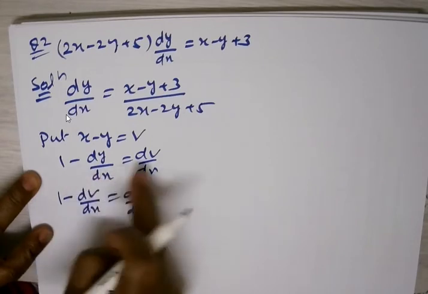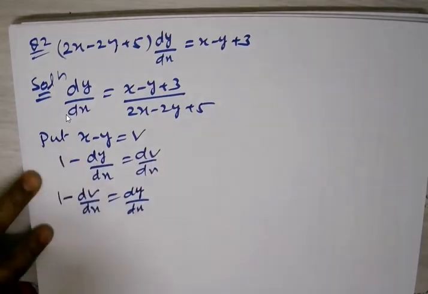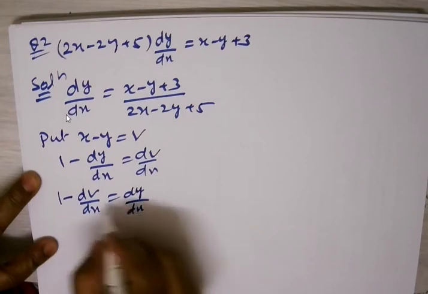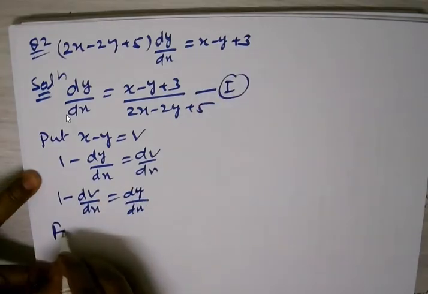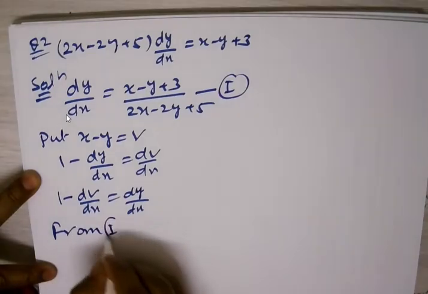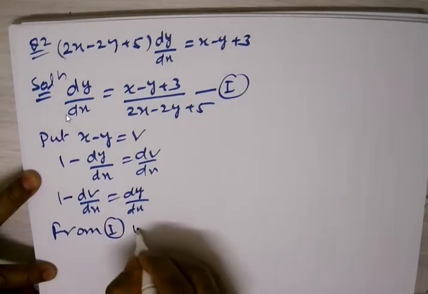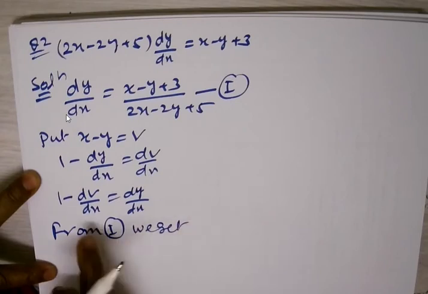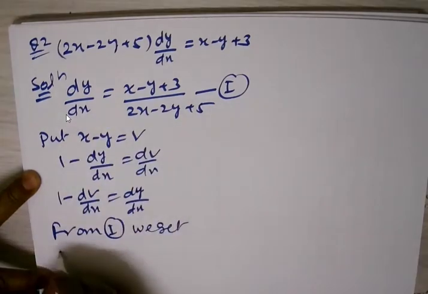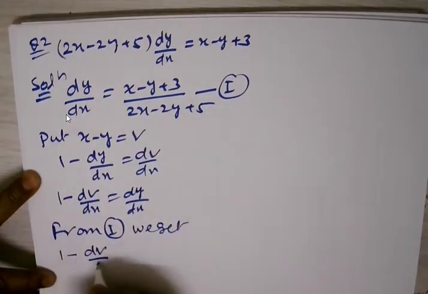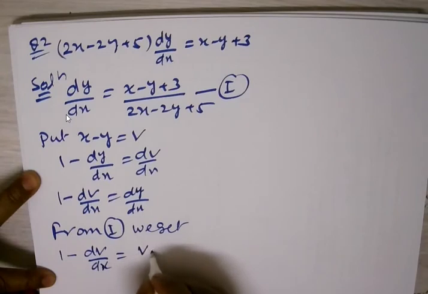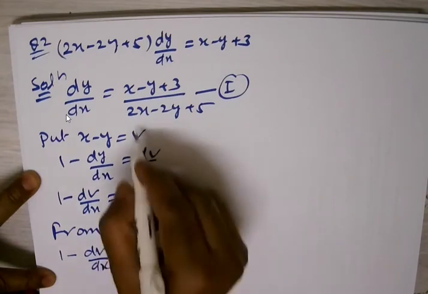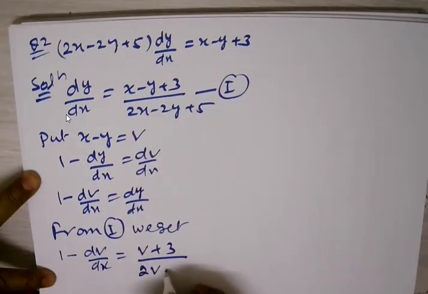So now the value of dy dx is 1 minus dv dx equal to dy dx. Because of this is minus, so replace this one here and replace this here. So the value of dy dx is 1 minus dv dx. So assume this one is first equation. So from first we get, see, the value of dy dx is 1 minus dv dx equal to x minus y. x minus y means v plus 3, and this is 2x minus 2y, that means 2v plus 5.